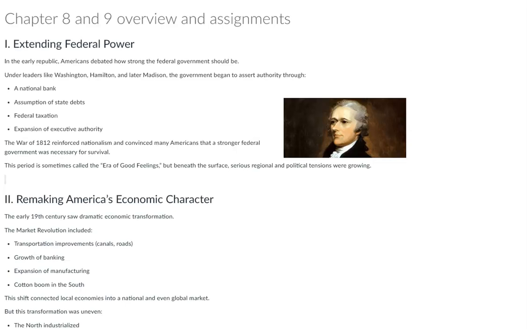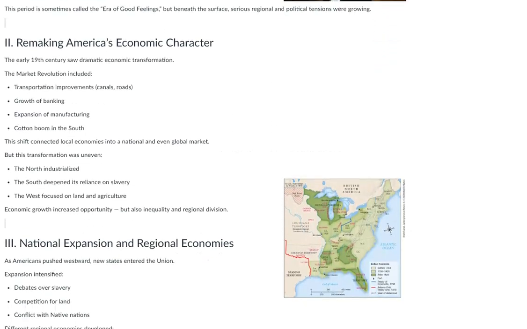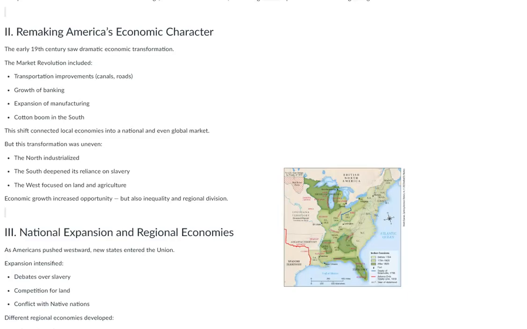Also during the early 19th century, we saw dramatic economic transformation. And so there's this little thing called the market revolution that starts to happen. And the market revolution included transportation improvements. So we see the construction of things like canals and roads. The biggest one that came during this time is known as the Erie Canal.